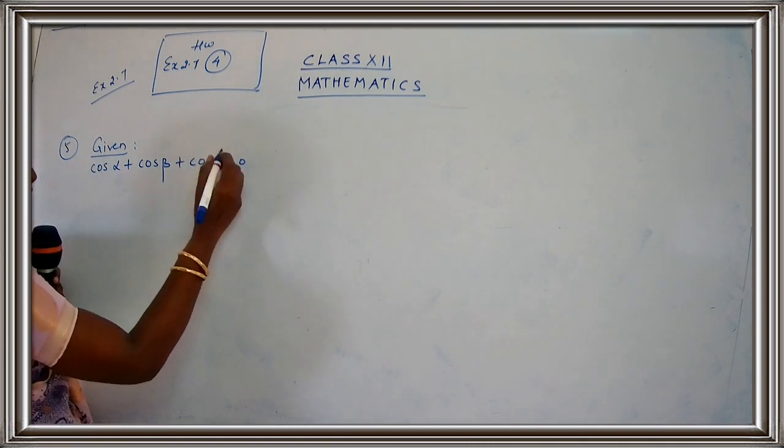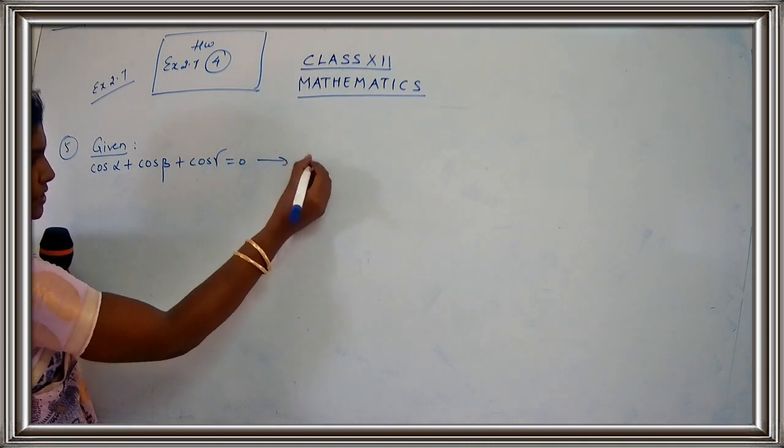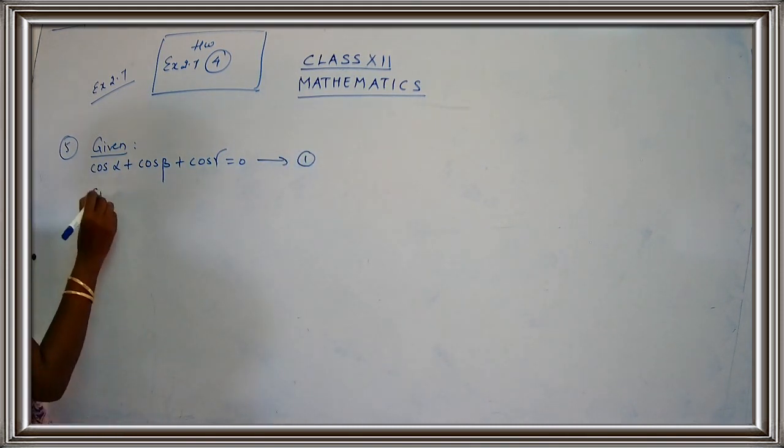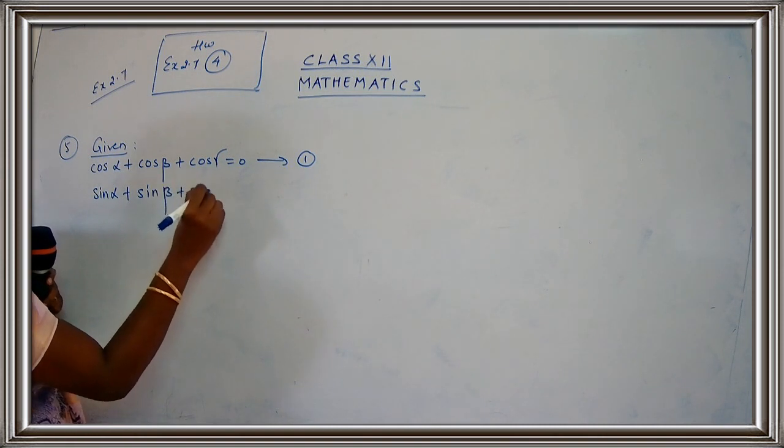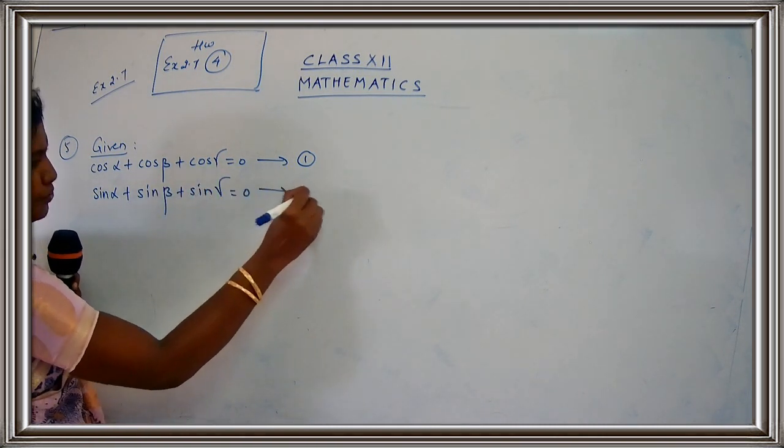You know how to put gamma and all, yes? Put this as equation number 1. Then write down sin alpha plus sin beta plus sin gamma is equal to 0. This is number 2.